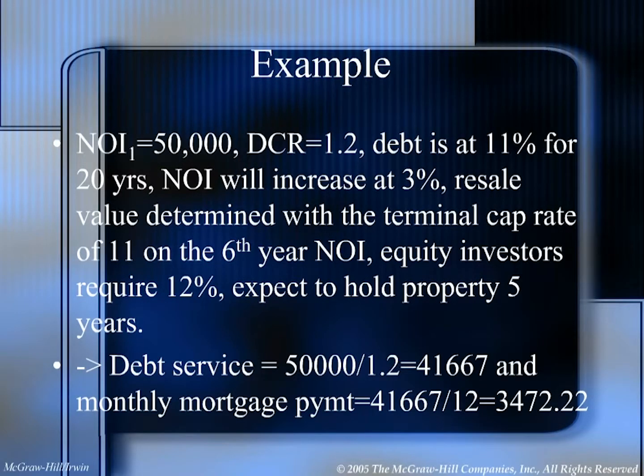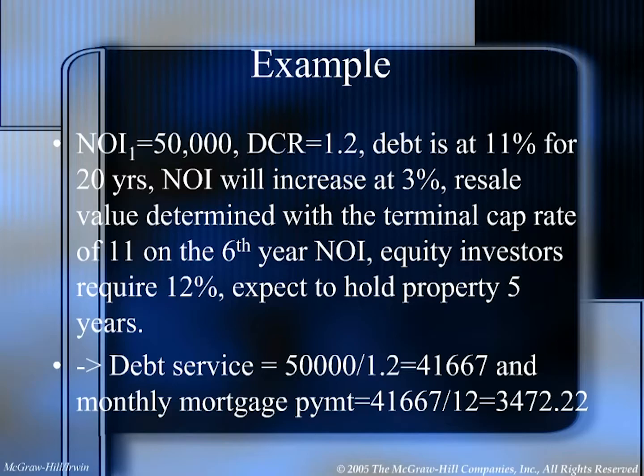Okay, in this example, and this is an example right out of the book, we're given that the NOI is $50,000, the debt coverage ratio is 1.2, the debt is at 11% for 20 years, and the NOI will increase at 3%. The resale value is determined with a terminal cap of 11 on the 6th year's NOI, and equity investors require 12%. And you expect to hold the property for 5 years.